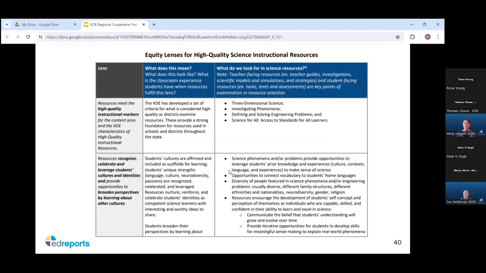In that left-hand column, you're going to see the five equity lenses listed out. And again, these are consistent across all content areas. The second column will give you a general description of what we mean by that equity lens, again the same across content areas. The third column is where you're going to see what the specific look-fors are in science in terms of aligning back to each one of those lenses. Just know this document is linked in the Consumer Guide right as it's speaking about the equity lenses in that subsection around characteristics of high quality science instructional resources.